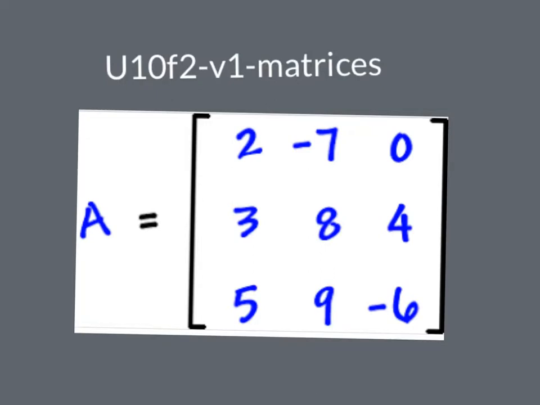This is Unit 10 Formative 2 Video 1, and we will be working with matrices. A matrix is just kind of like a table. It organizes numbers for us, okay? So here this would be called a 3 by 3 matrix, because there are 3 rows and 3 columns.